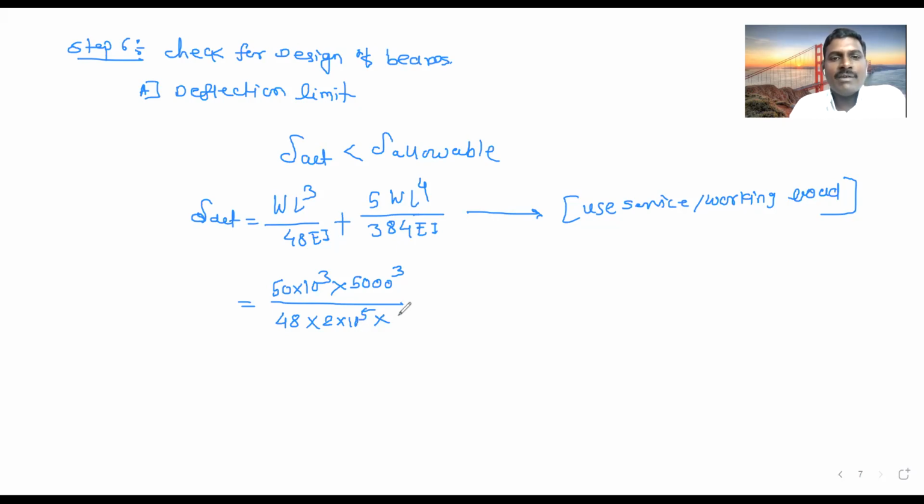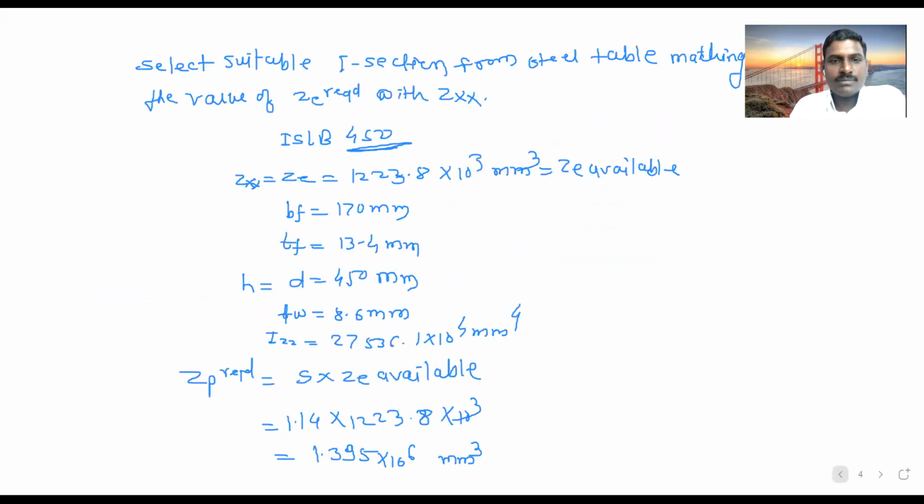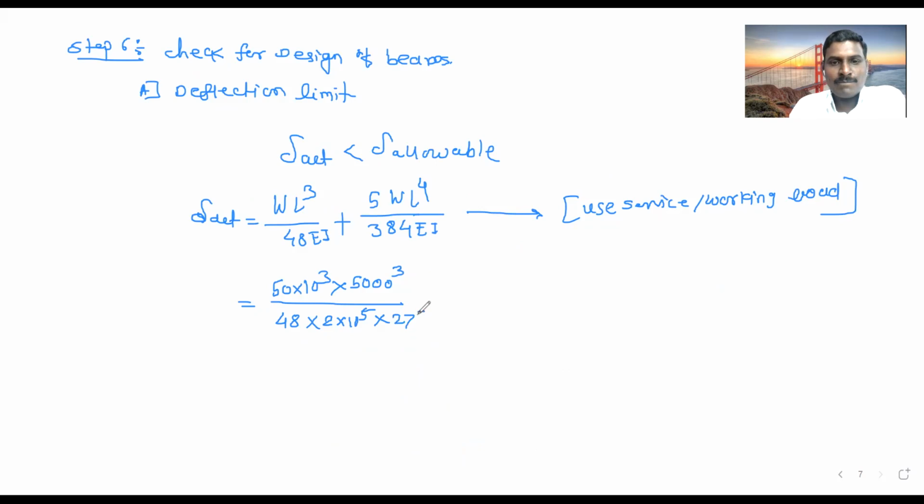Now the I value is 27,536.1 into 10 raised to 4 in mm. This is one calculation. Then the second calculation.